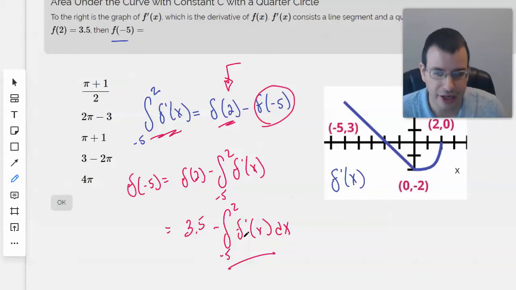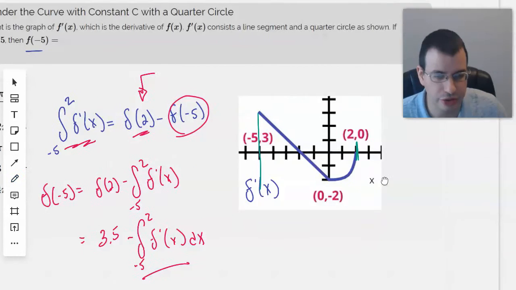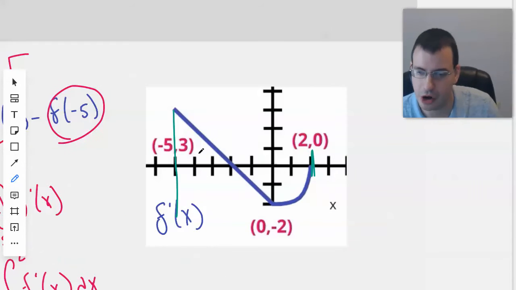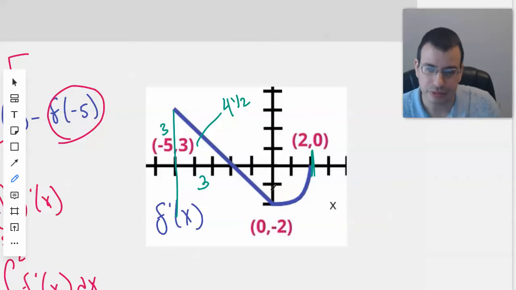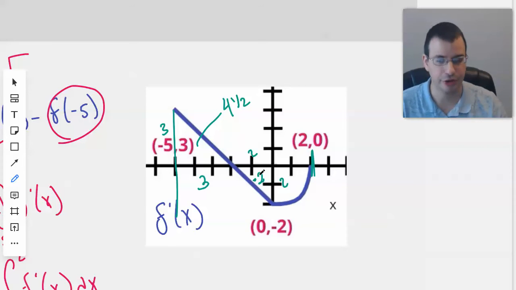To find the area between negative 5 and 2, we will use geometry. This triangle is 3 by 3. 3 times 3 is 9, 9 divided by 2 is 4.5. This one is 2 by 2. 2 times 2 is 4, 4 divided by 2 is 2. Negative 2, because it's below the curve.